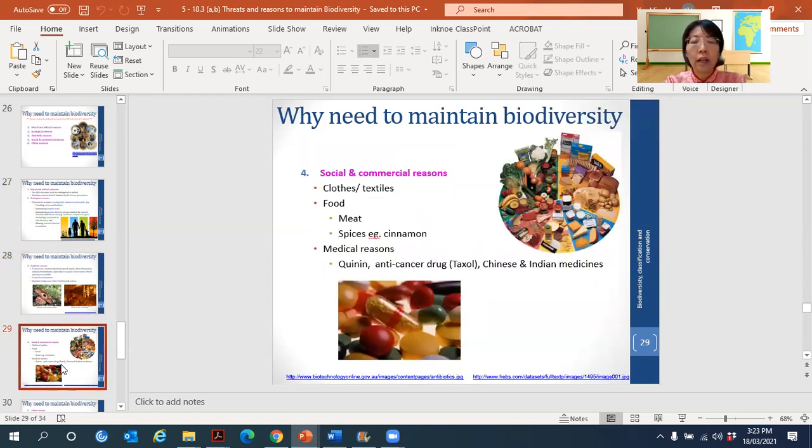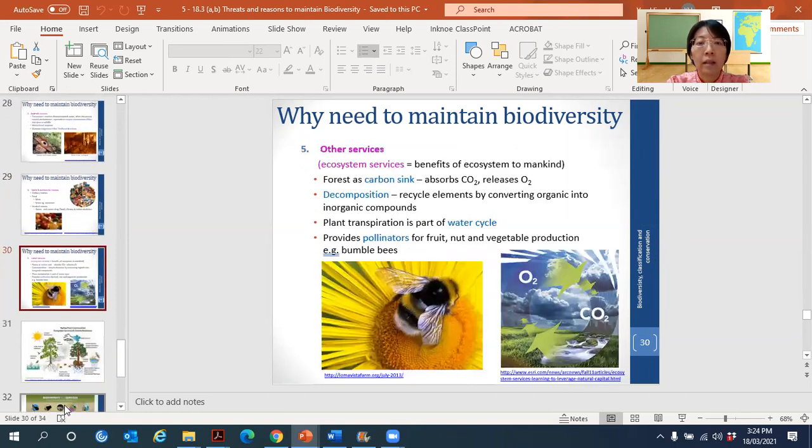Next is social and commercial reasons. What are the things that you can get from this area that are useful for us? For example, future medicines, some food, meat, some spices, some textiles. So these are the social and commercial reasons we can get from there.